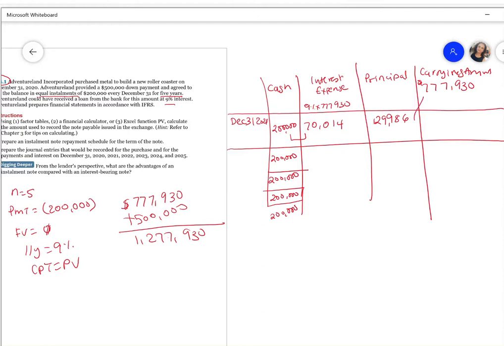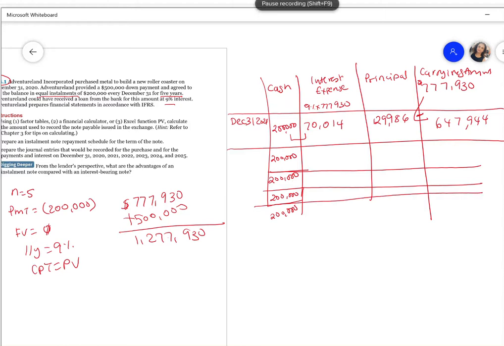9,129, and then from there we subtract it. If we subtract it, we have the principal that is still payable. That becomes the carrying value. After the 5 payments we made, our principal will be 0.